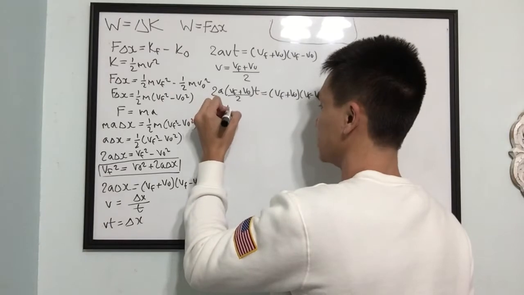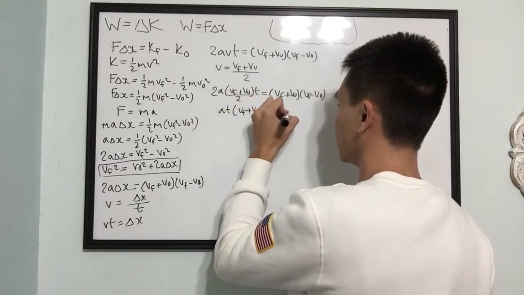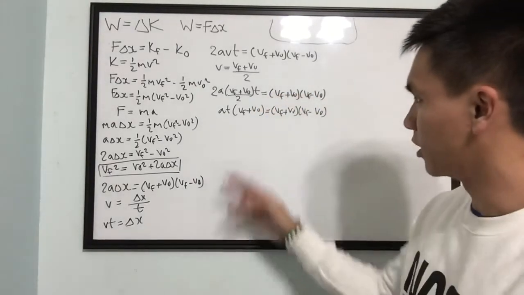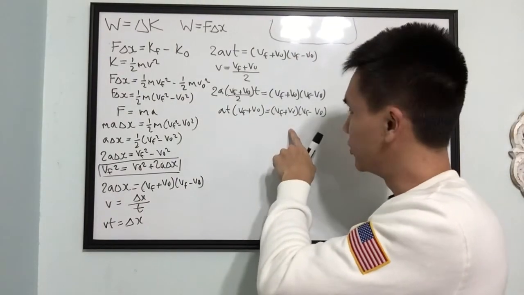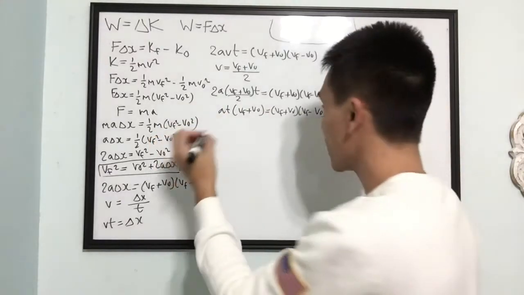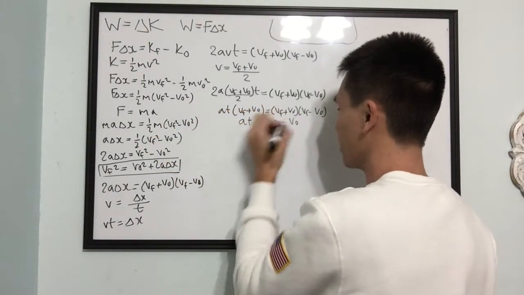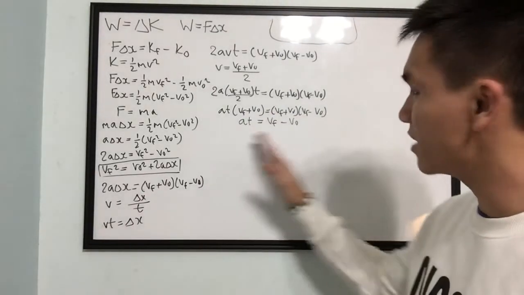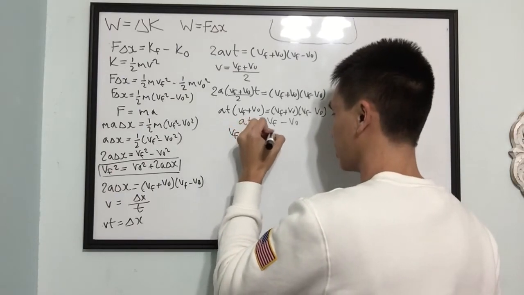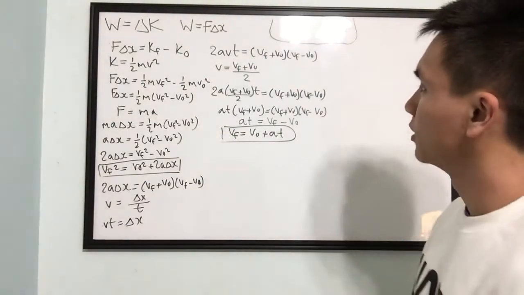So we're left with AT, V final plus V naught is equal to V final plus V final minus V naught. And you see here, we divide both sides by V final plus V naught, and they go away. So AT is equal to V final minus V naught, and there we go. That's another one. So we add V naught to both sides. I'm going to flip-flop it just for style here. There you go. That's another one right there.